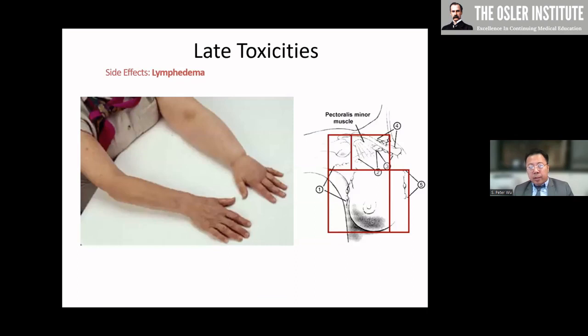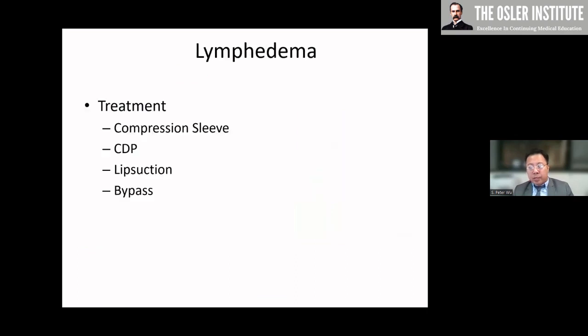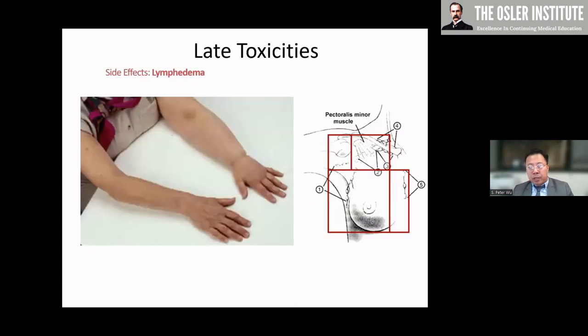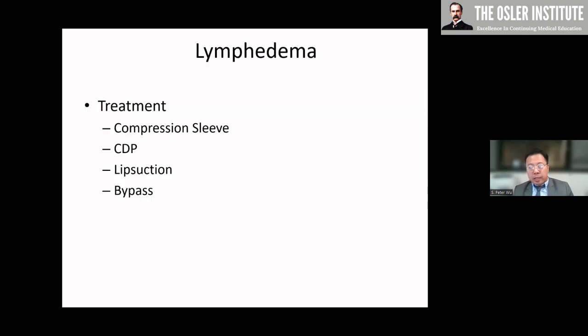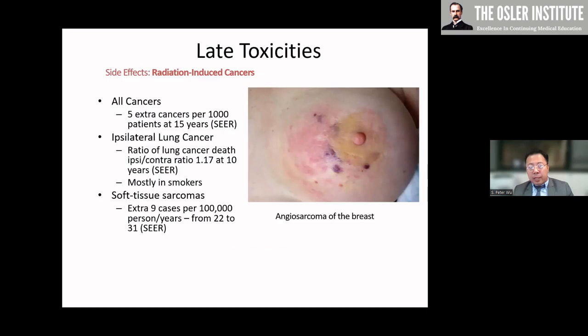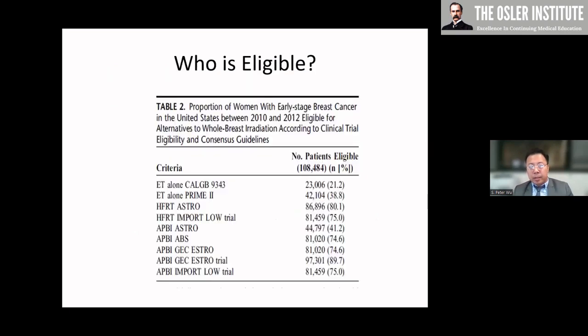Other late toxicities include lymphedema, which is increased with axillary dissection as well as radiation of the axillary lymph nodes. And there are radiation-induced cancers, which again are very low, except in patients who are smokers. Please note that during your history and physical, and make sure you do not treat the lung. The rate of soft tissue sarcomas and all other cancers is about 1 in 200 or 5 in 1,000, but 1 in 200 is the number I like to say.